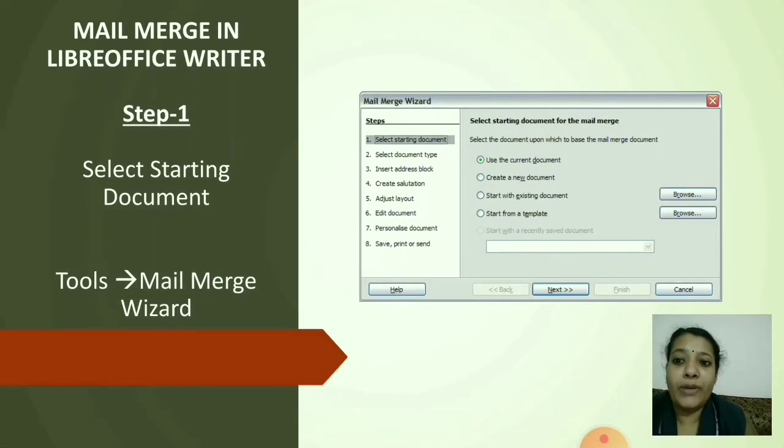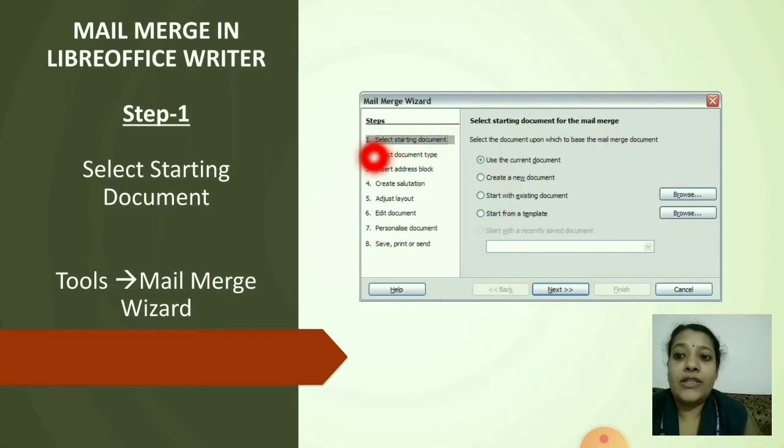In this step, first we need to open the mail merge wizard. How can we do that? Click on the Tools menu from the menu bar. There you need to choose Mail Merge Wizard. So this dialog box will get opened.